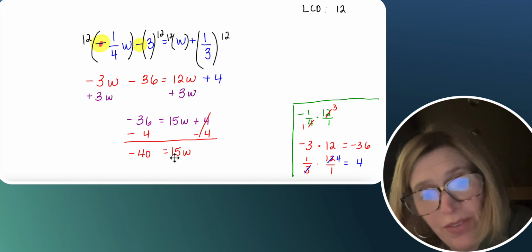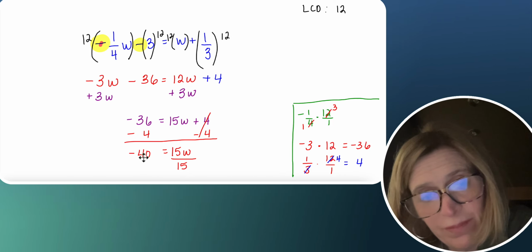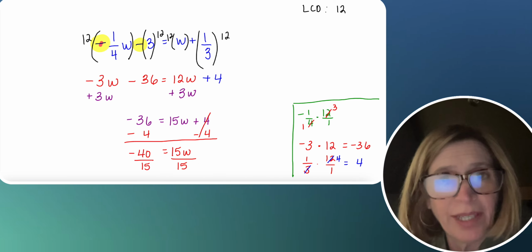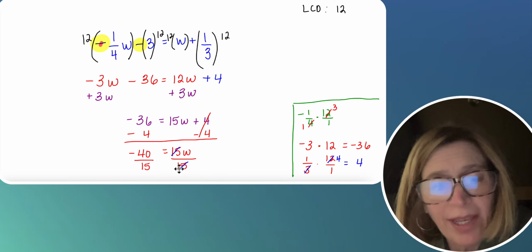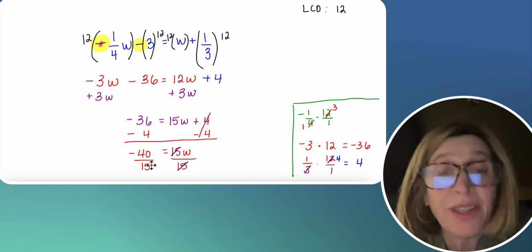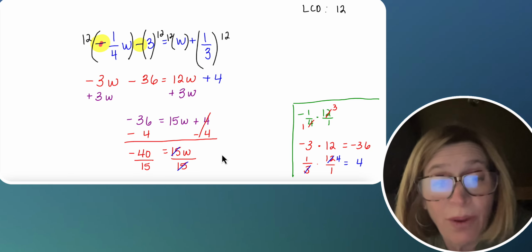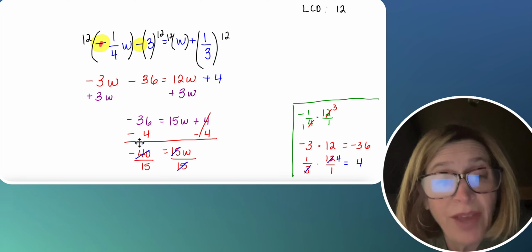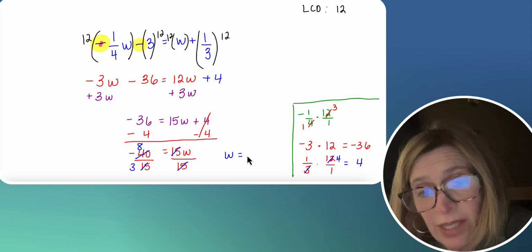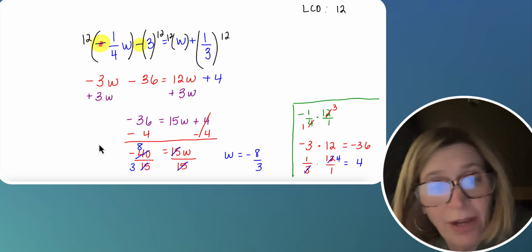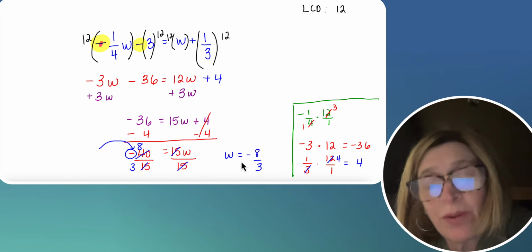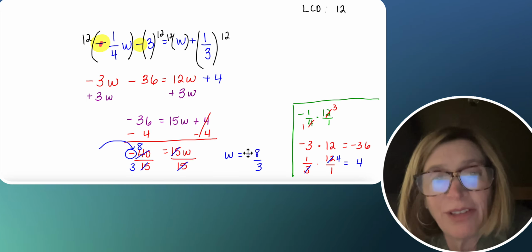And then we divide by 15. Okay, so we always want to simplify our final answers. I can recognize, because 40 ends in 0 and 15 ends in 5, that they're both divisible by 5. So I'm going to simplify that to negative 8 over 3. So w equals negative 8 over 3. And also just be careful, because we don't want to forget that little negative sign there, which is why the answer is a negative value.